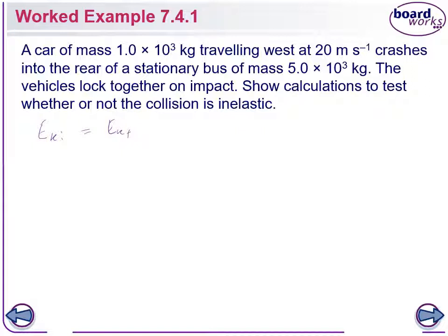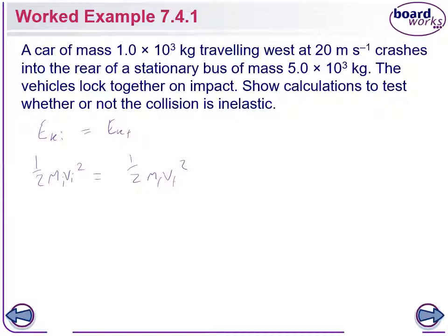So EK initial is 1/2 m v squared. We'll call it v initial. It's equal to 1/2 m v final squared. Now we should change these m's as well, because our m's are going to be different. I'll put I and F because that's just the convention I've used so far, but you could use 1 and 2.